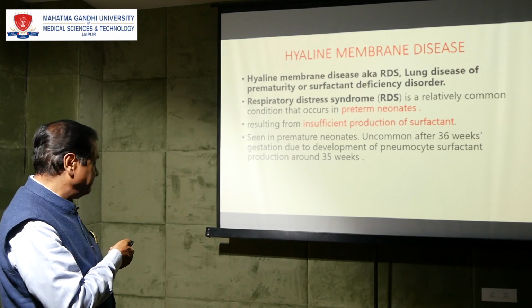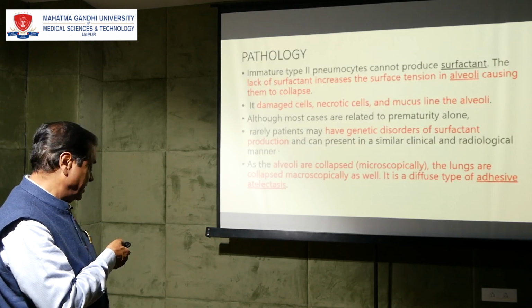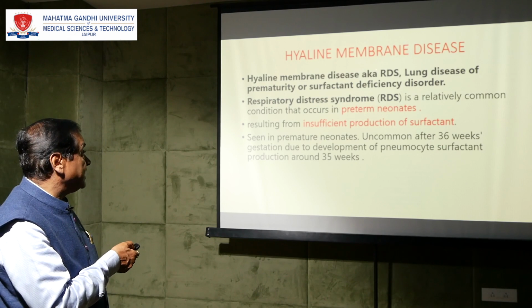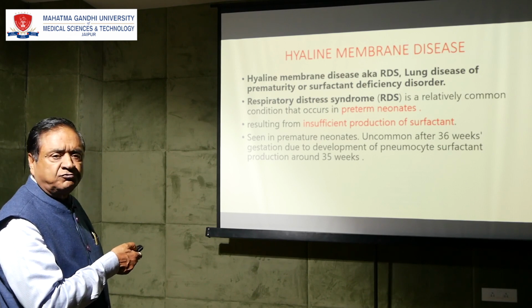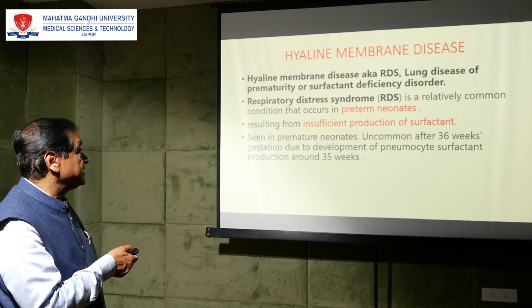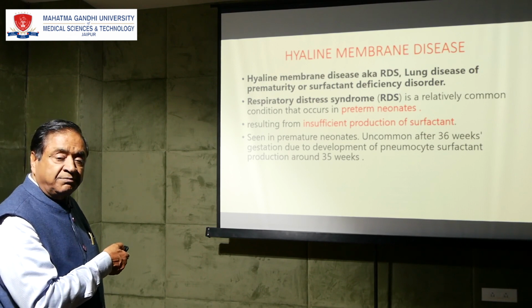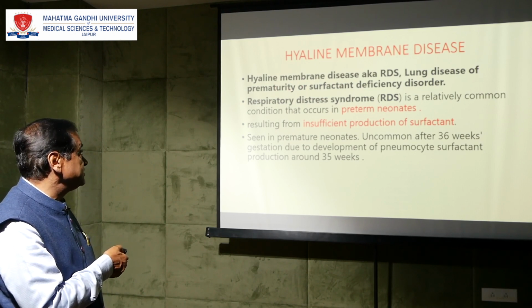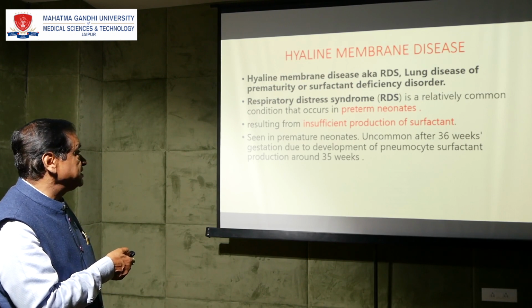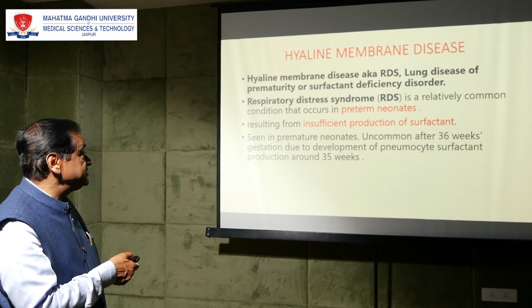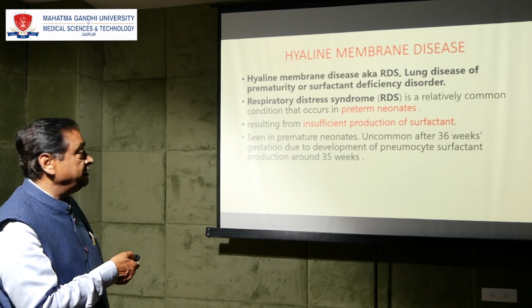First is the hyaline membrane disease. What is hyaline membrane disease? As the name suggests, it is also known as RDS, or respiratory distress syndrome. Why? Because it is causing respiratory distress. Second, it is also known as the lung disease of prematurity, because this disease is present in prematurity, and also known as the surfactant deficiency disorder. Why is it so? Because there is a deficiency of the surfactant in the lung alveoli.